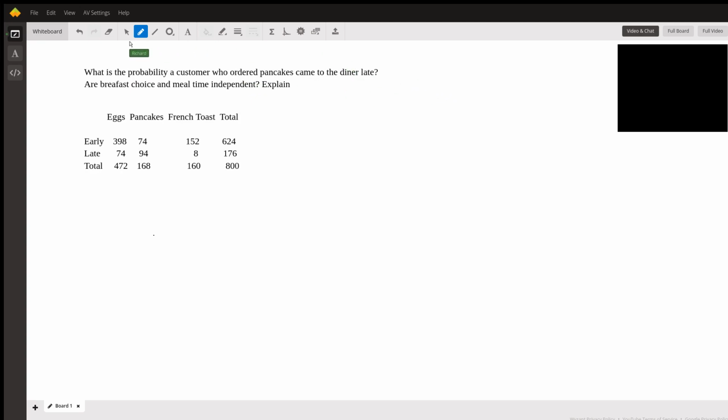Okay, so let's go ahead and solve this problem. It's pretty straightforward. The key to understanding the problem is to read closely. So what's the probability of a customer who ordered pancakes came to the diner late? So we're looking here at this column. This is called conditional probability.